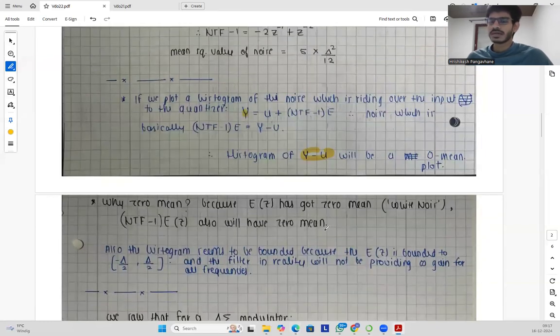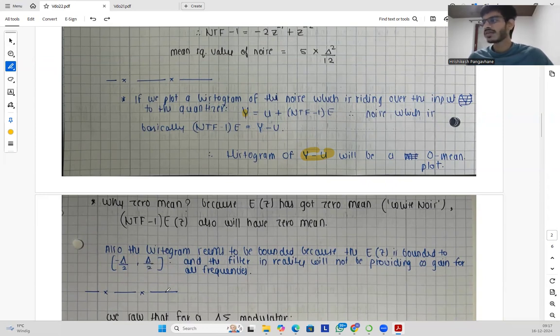So basically, I said that it is a zero mean plot. Why a zero mean plot? As I told earlier, because E of Z has a zero mean. Basically, it's a white noise. So NTF minus 1 times E of Z also will have zero mean. And the histogram seems to be bounded because E of Z is bounded, we know this from our previous videos, from minus delta by 2 to delta by 2.